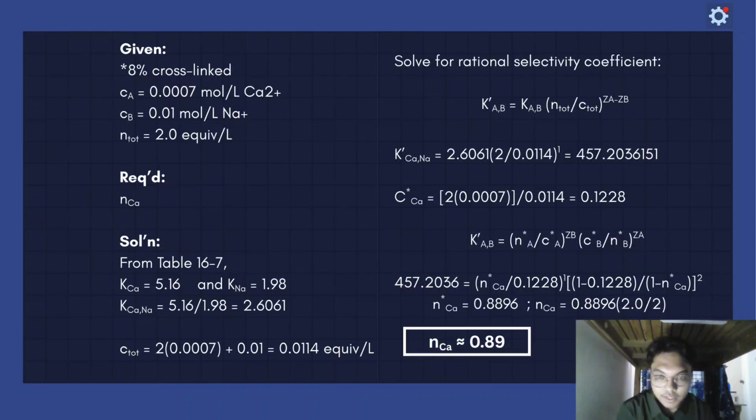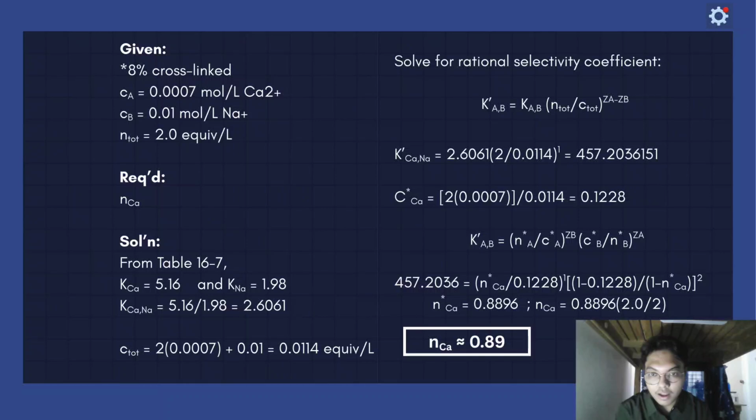So to solve this, we first need to refer to table 16-7 where we can see the thermodynamic equilibrium constant of calcium and sodium at 8% crosslink. The values are 5.16 and 1.98.